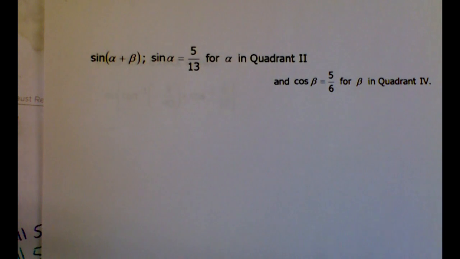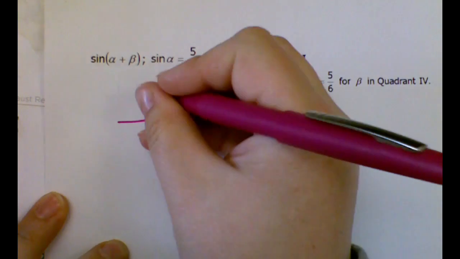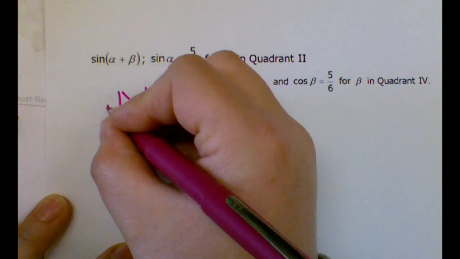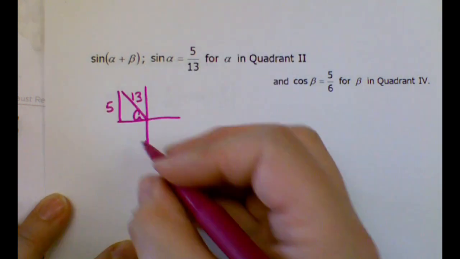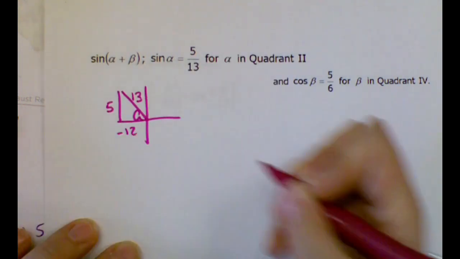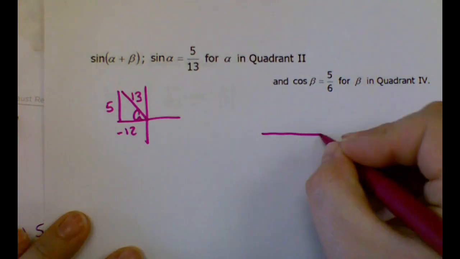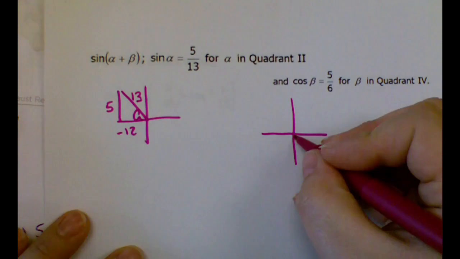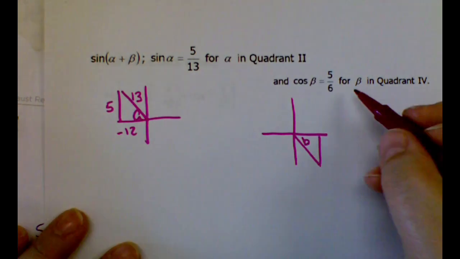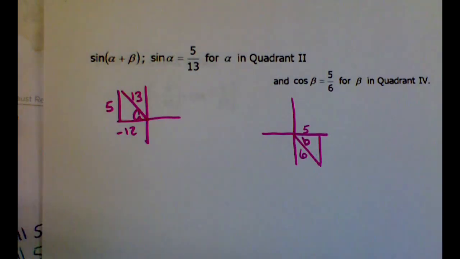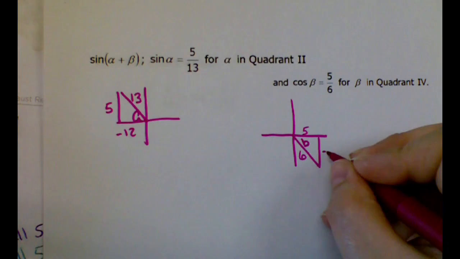All right, same type of problem. Start off with a picture. Alpha is in quadrant 2. And I know that the sine is 5/13, so opposite over hypotenuse. 5, 12, 13 is a special right triangle. Negative because that x value should be negative. Cosine of b, b is in quadrant 4. The cosine is adjacent over hypotenuse, so that means the missing side is square root of 11, but negative because it's going down.